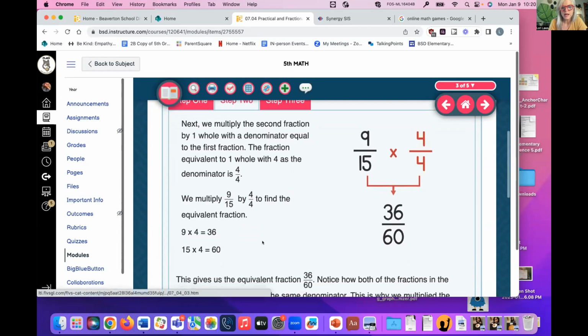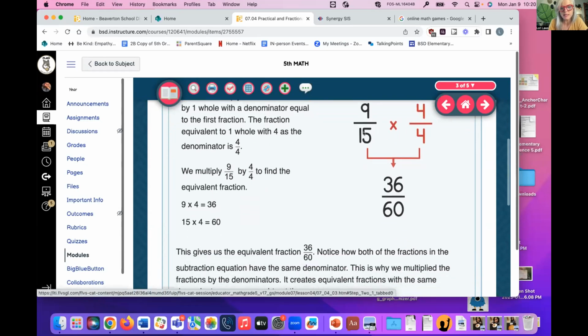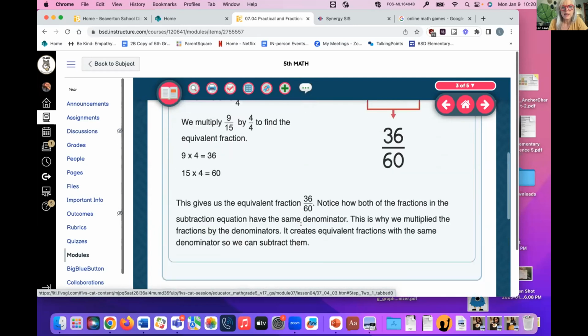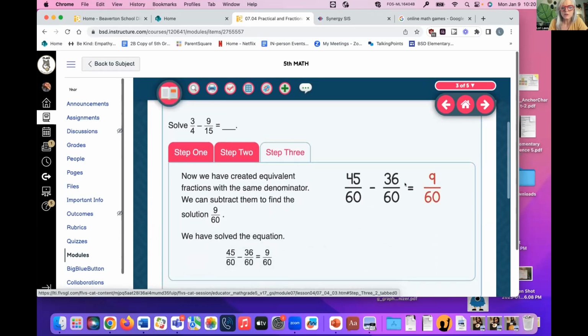Step 2, I take my 15. Now I'm not timesing it by 15, I'm timesing it by 4. So I got to do the 9 times 4 and I come out 36/60ths. And finally, step 3, I do the problem.